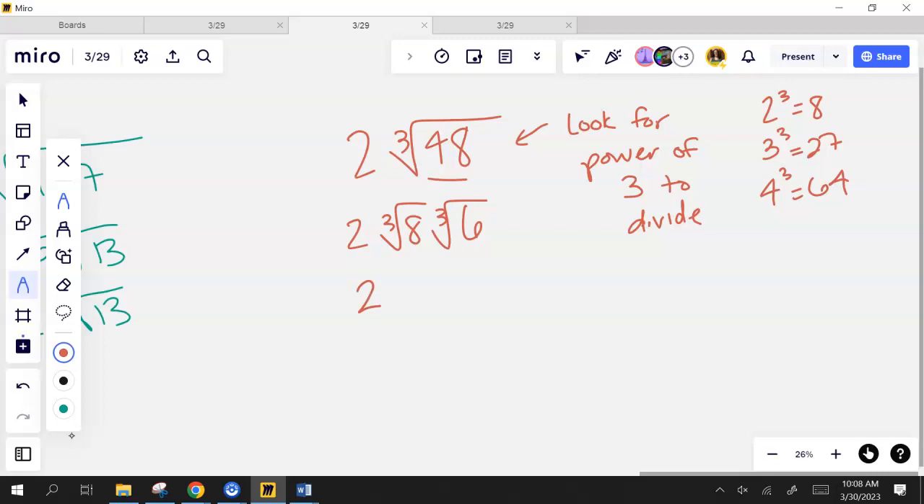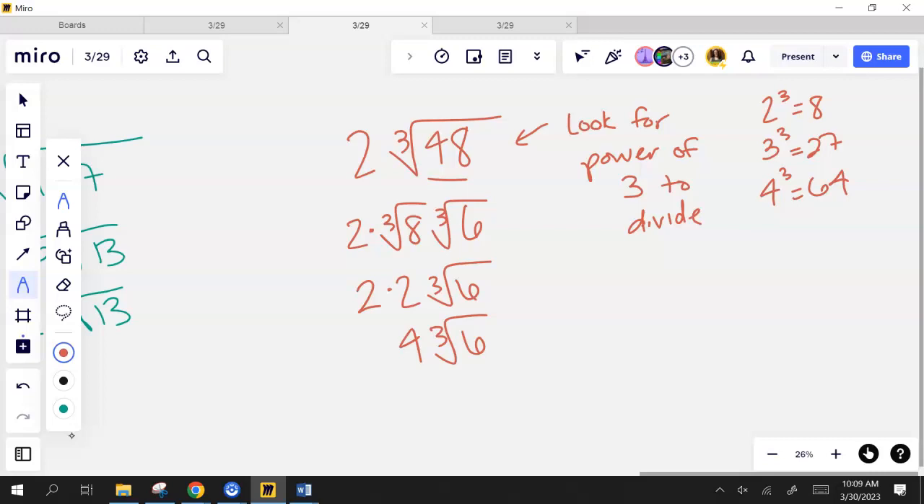What's the cube root of 8? 2. Remember, this is multiply. 2 times 2. You see, nothing else has changed. I'm doing everything the same way. It just might be that that root is different. No plus or minus because odd roots keep the sign of what's there.